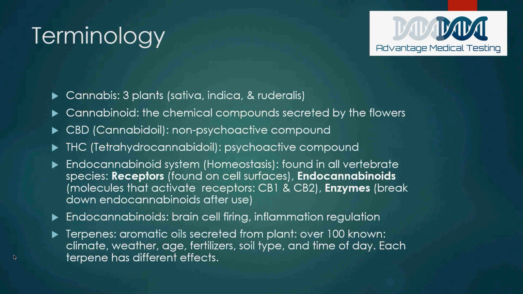Some of the cannabinoids are CBD, that's cannabidiol, the non-psychoactive compound. CBD will not make you high. THC, that's tetrahydrocannabinol, is the psychoactive compound. That is what's present in marijuana, and that is what gets you high. Both CBD and THC have benefits, and both have drawbacks. We're going to go over that. Just remember, with CBD you won't get high. With THC, if you consume enough of it, you will get high.